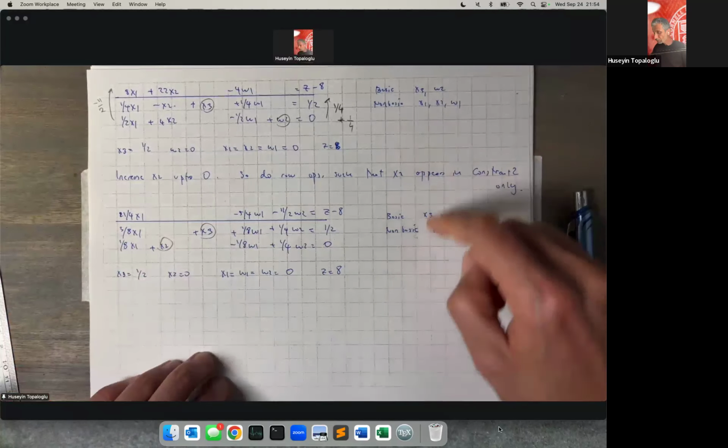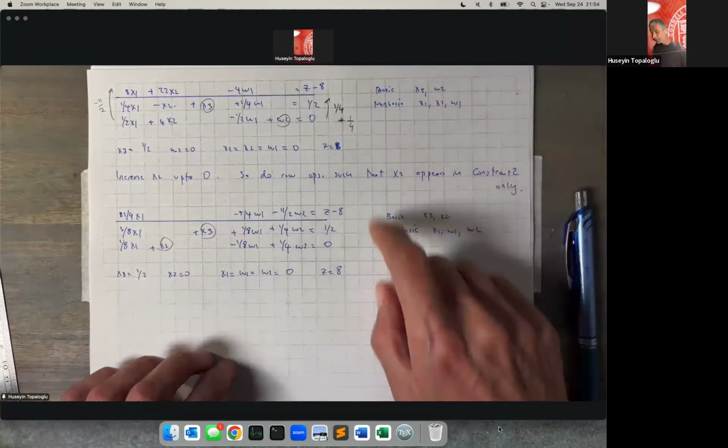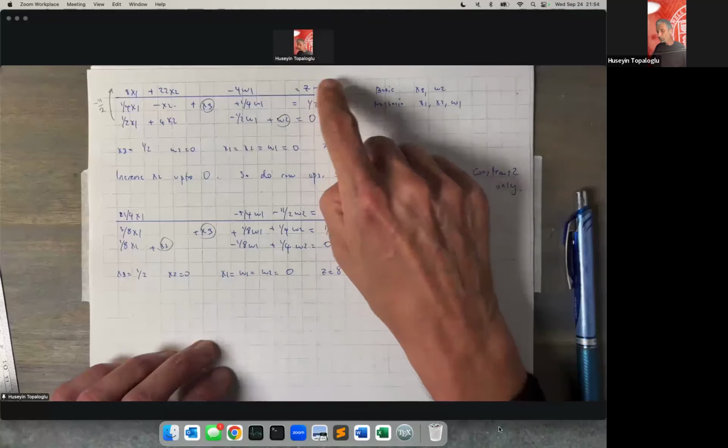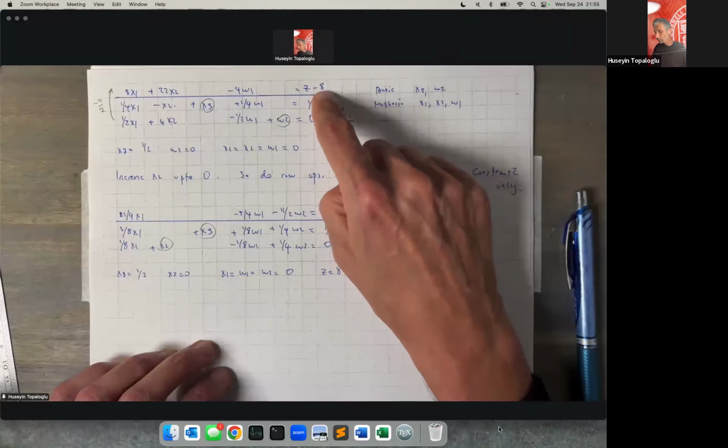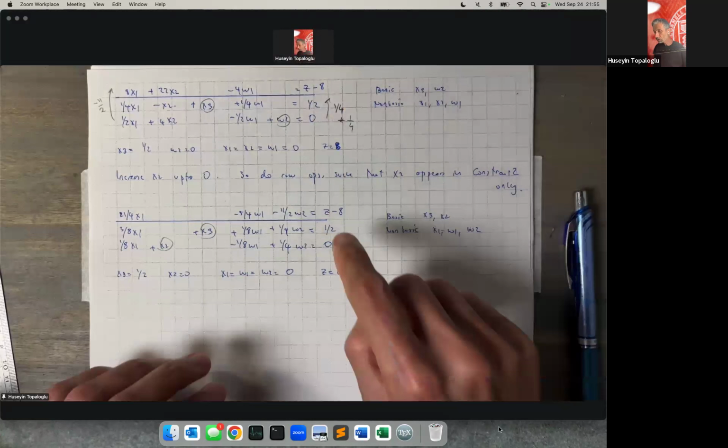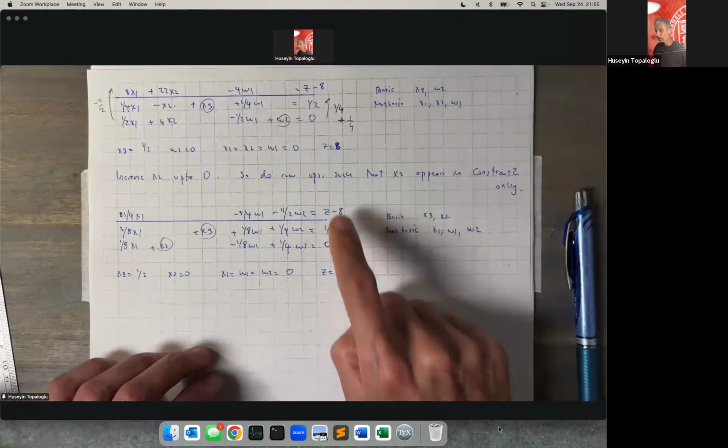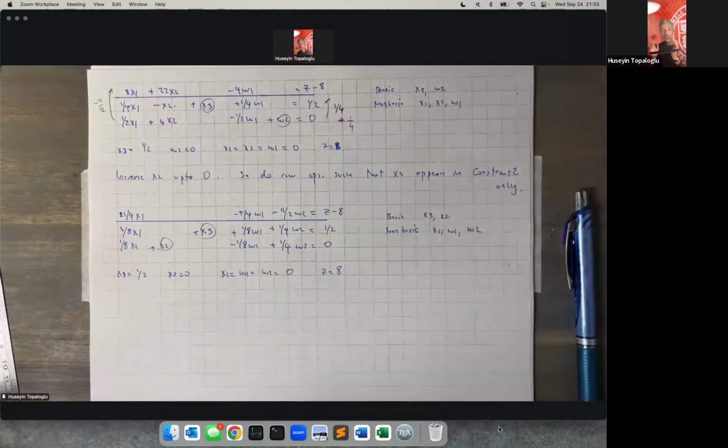Good. Let's see what happened in these two iterations. In the previous iteration, our objective value was 8. We did these row operations. What is my current objective value in the next iteration? It's 8. So I did this simplex iteration. The objective value did not improve.